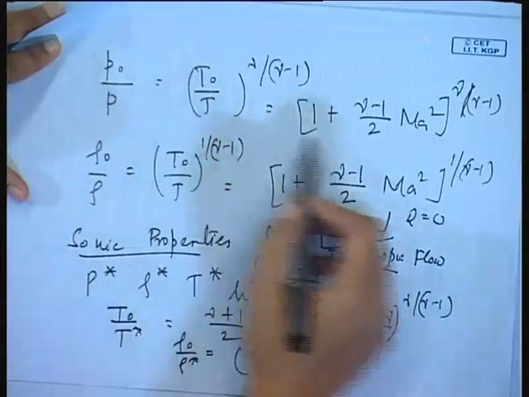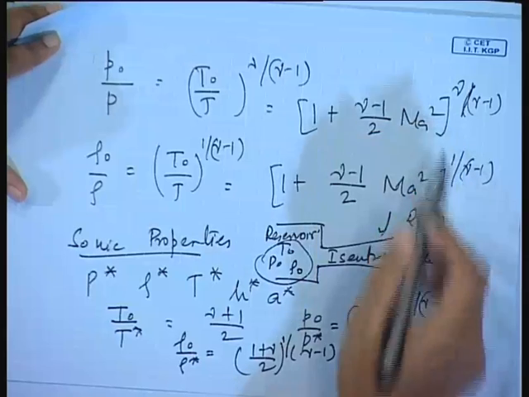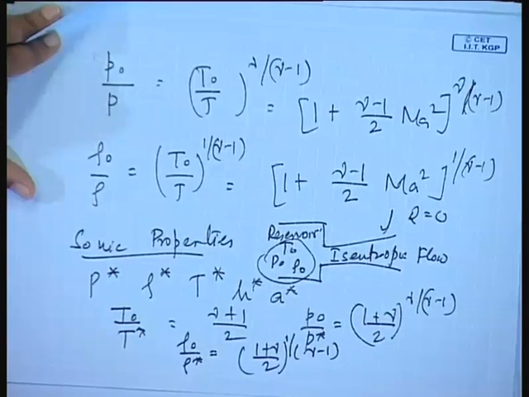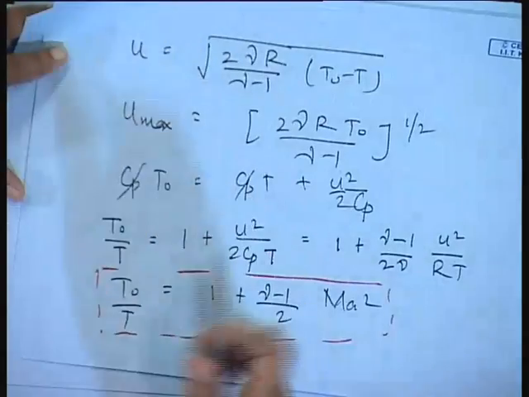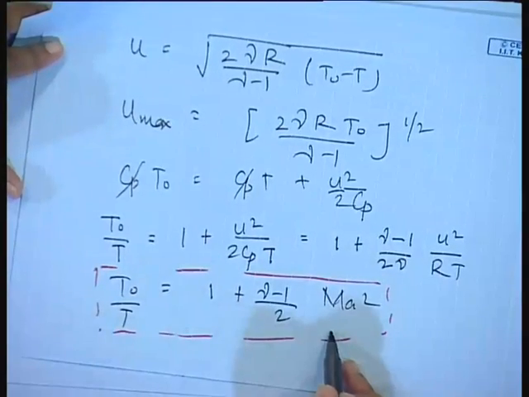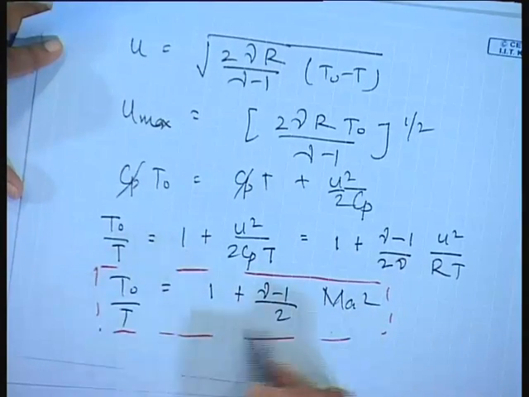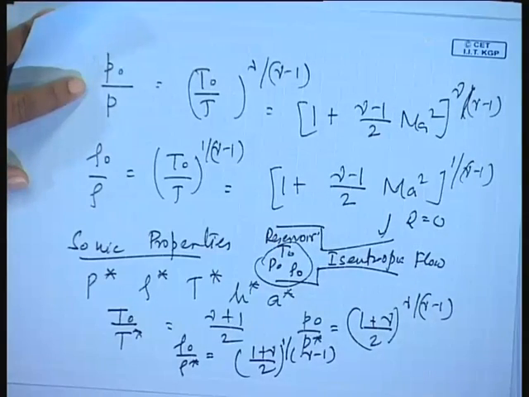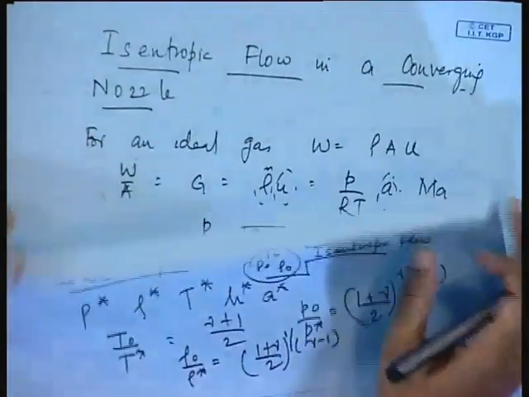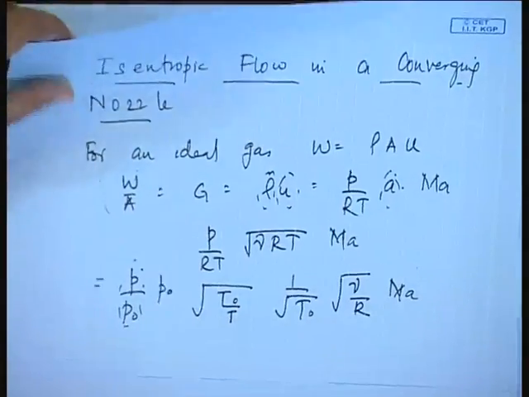P0 by p equals this particular term, isn't it? And I had also defined T0 by T. I have that also, thank God. Here also I had defined T0 by T, isn't it? So, instead of T0 by T I can substitute this, instead of P0 by P I can substitute this. Just let us do these two substitutions and then let us find what we get.